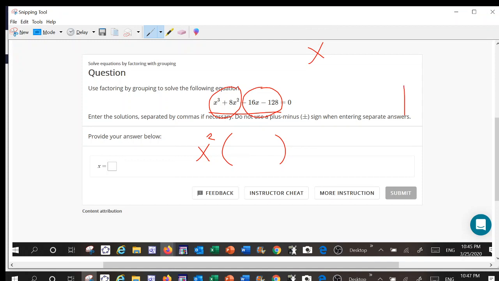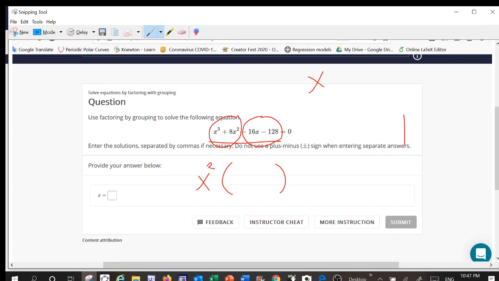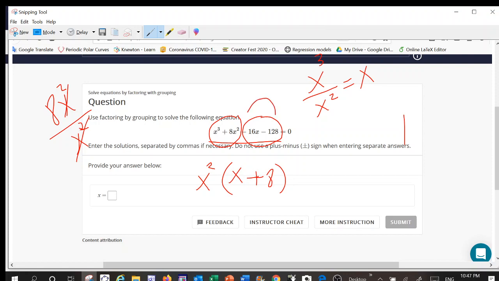Well, what I'm going to get is x to the third divided by x squared. I'm going to get x. That's x. And what do I get if I take x squared out of 8x squared? Well, I have to take 8x squared and divide it by x squared, which is 8. That would be plus 8. Okay, what do these two have in common?